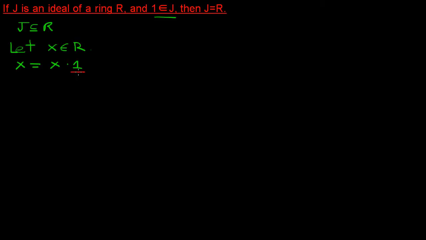So here is our element of J, and we have a multiplication here. Since it's an ideal, this product is going to be an element of J. And that's basically it. We picked an element in R, and now it's in J. So R is a subset of J. And now since we have both set inclusions, this implies that R equals J. Pretty easy proof, and yet it's actually pretty useful. We're going to use this in one of the next proofs that we're going to do.